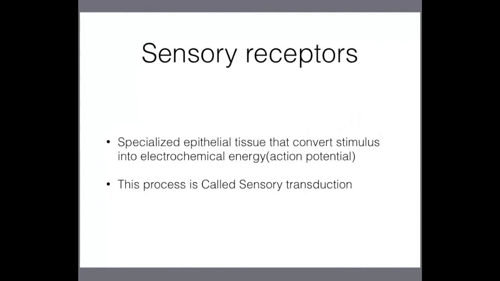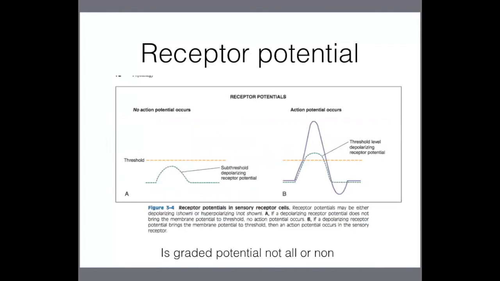First of all, we defined what receptors are, and we said that receptors are specialized epithelial tissue that converts stimulus into electrochemical energy. We said this electrochemical energy is in the form of an action potential. And then we said the process in which we turn the stimulus into energy is called sensory transduction.